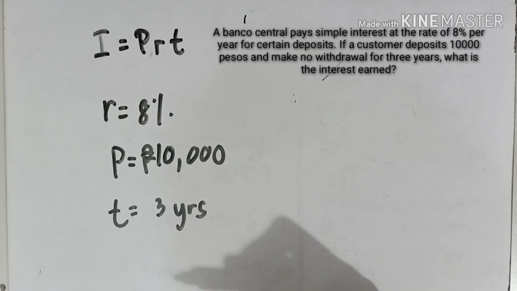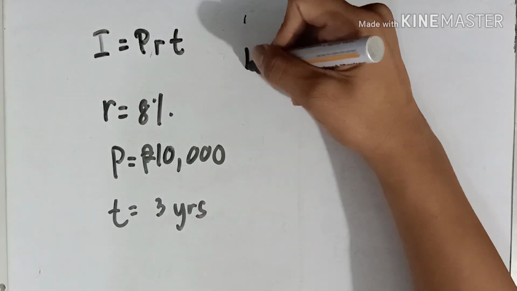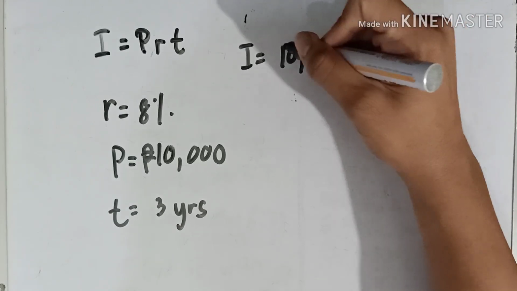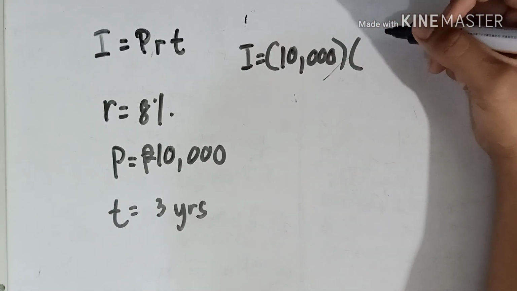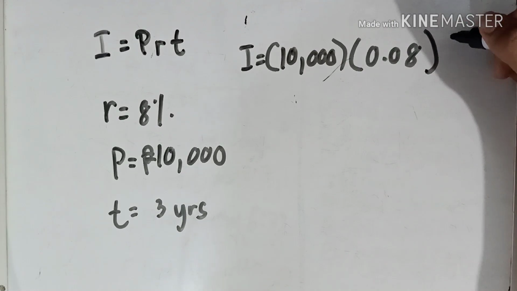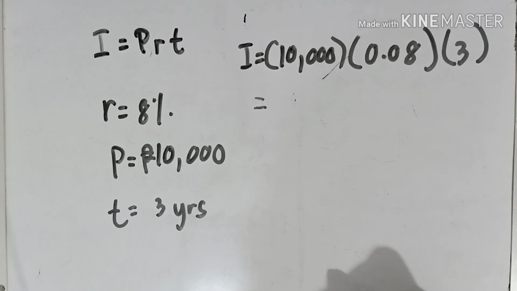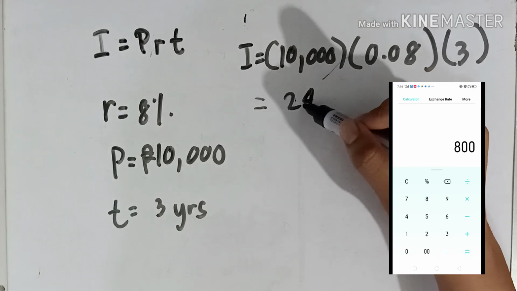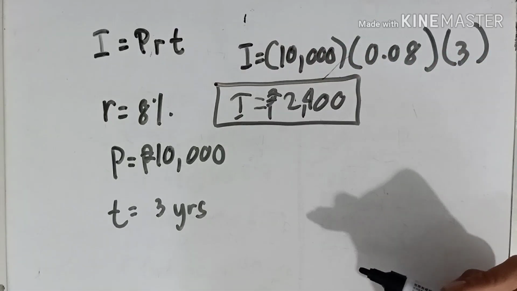By the use of our formula, I equals PRT, let's substitute the given values. I equals 10,000 multiplied by the rate of interest, which is 8%, or in decimal form is 0.08, multiplied by the time, 3 years. 10,000 times 0.08 times 3 is 2,400 pesos. Now, our interest is 2,400 pesos.